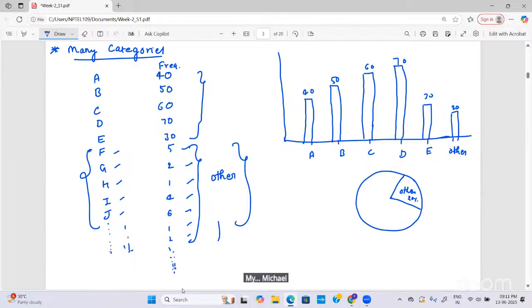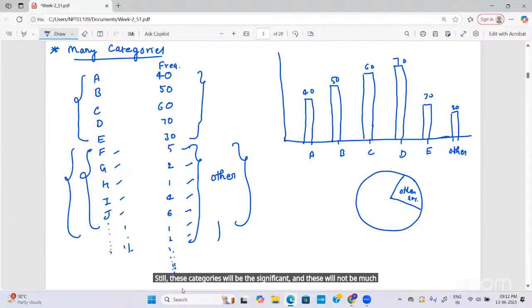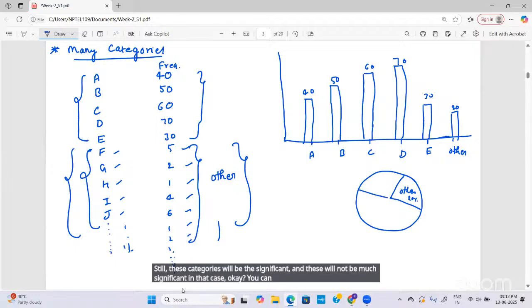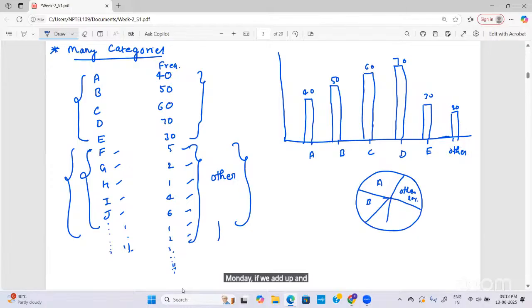My question is not that. I asked that if we add up the others and it becomes a taller bar, then it looks more significant than the actual categories. Still, these categories will be significant, and you can simply find that. Suppose if we add up A and B and it becomes taller than all of that, that's completely okay.